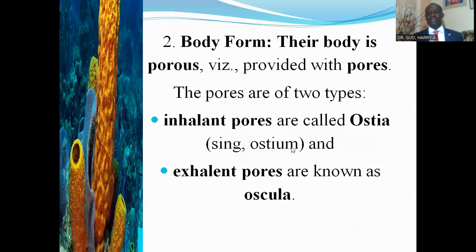Now, the second distinctive feature of the sponges is their body form. Their body is porous, provided with pores. That's to say that their bodies have pores, openings, and these pores are very important in carrying out various physiological processes. The pores are of two types.